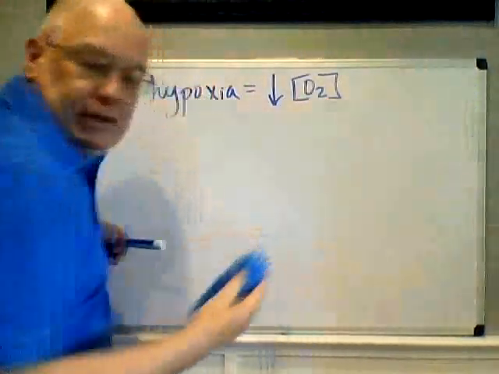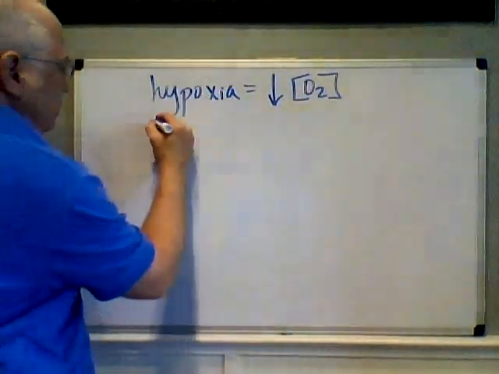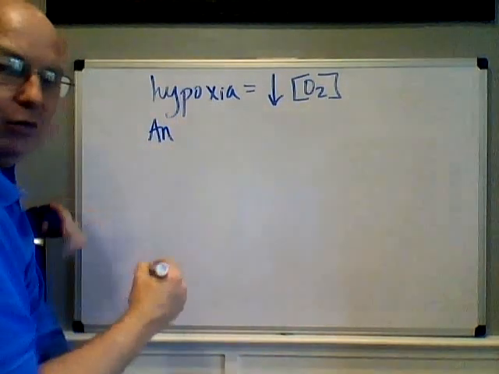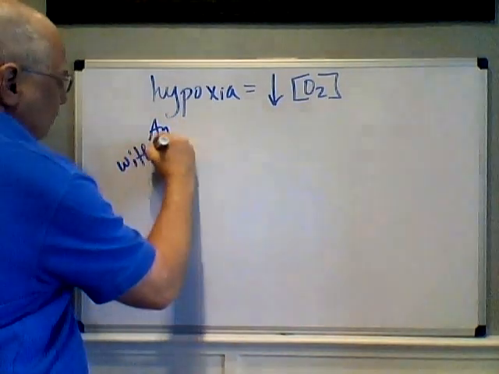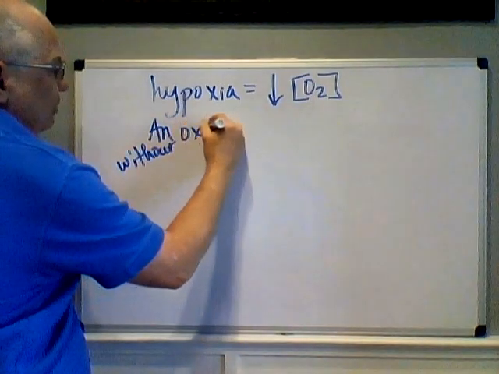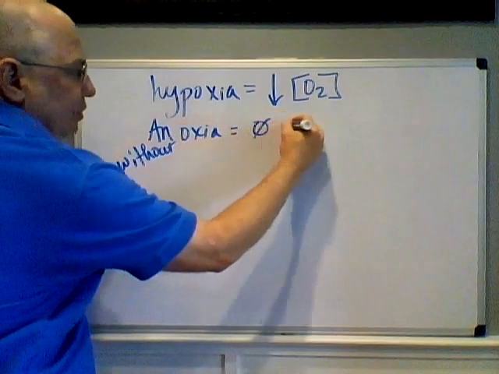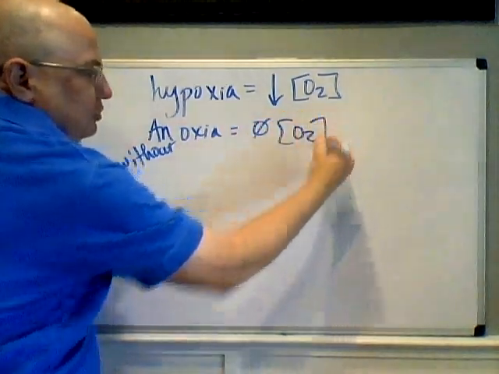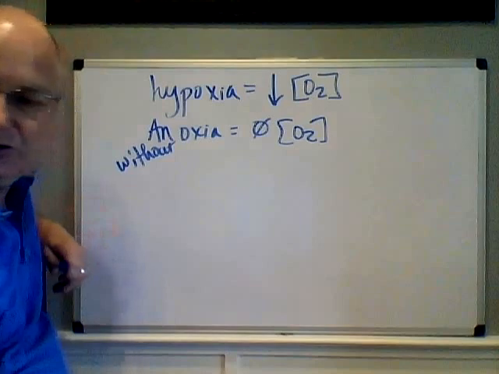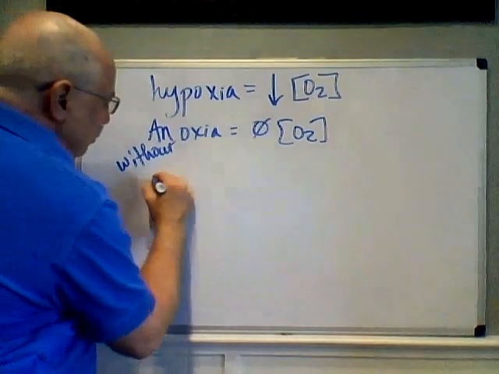So now, the next definition is going to be anoxia. The an means without or not. So anoxia means no oxygen. That's like zero oxygenation to a tissue. We've cut off the oxygen flow. The next one is a pneumothorax.